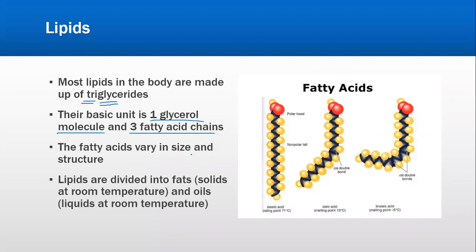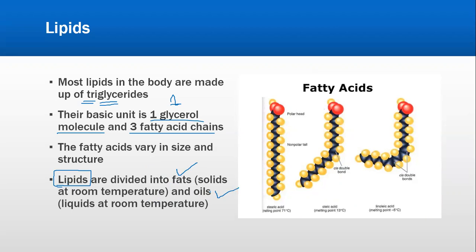ये जो triglyceride molecule की बात कर रहे हैं, now one triglyceride is made up of one glycerol and three fatty acid chains. The fatty acids vary in size and structure, and lipids are divided into fats which are solid at room temperature and oils which are liquid at room temperature. अगर जो lipid है, if the lipid is a solid, we call it fat. If the lipid is liquid, we call it oil.